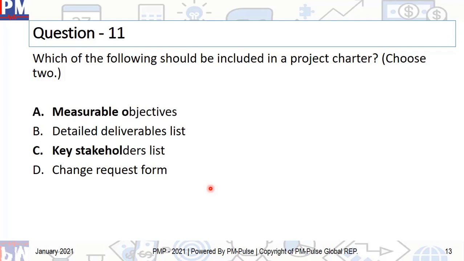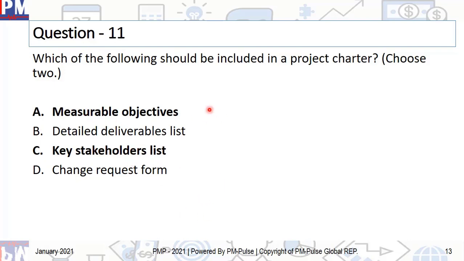And the correct answers are measurable objectives and key stakeholders. Now, detailed deliverables cannot exist in a project charter because it's the very first document. It's a high-level document. It would not contain any details, right? This is going to happen much later. Then comes the change request form. Well, that's part of your planning, right? So that's going to happen much later.